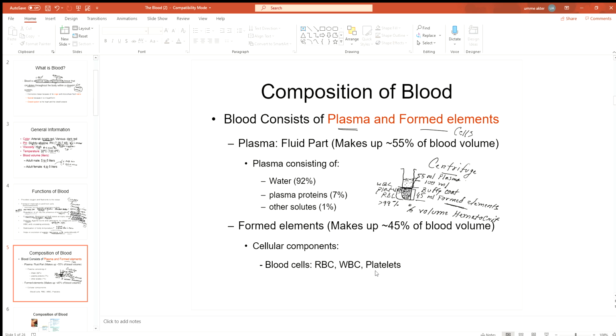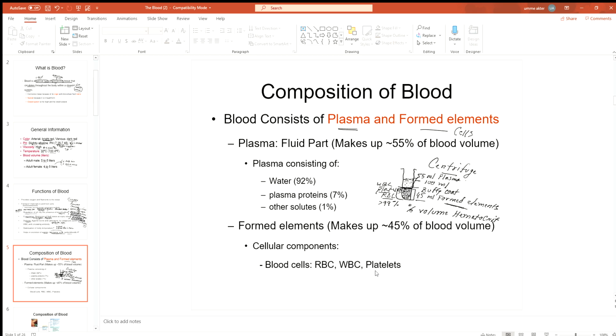More than 99% of it is given by the red blood cells, and only less than 1% is given by white blood cells and platelets, because the number of white blood cells and platelets is much lower than the number of red blood cells.